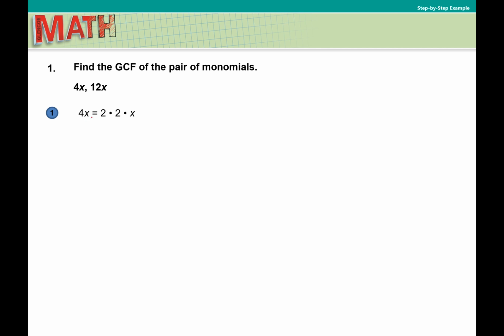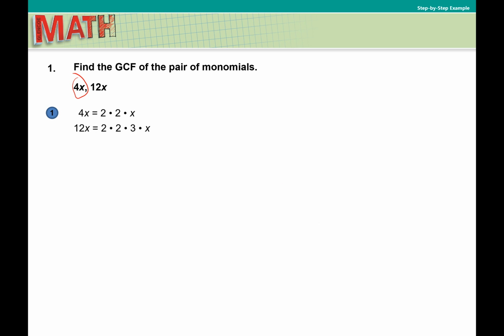So 4x is made up of 2 times 2 times x. 2 times 2 gets us the 4, times x. This is just the expanded version of 4x. Now notice 2 is a prime number, 2 is a prime number, and 1 is a prime number, because remember that's really 1x there. So we want to expand it out until we have all prime numbers for each monomial.